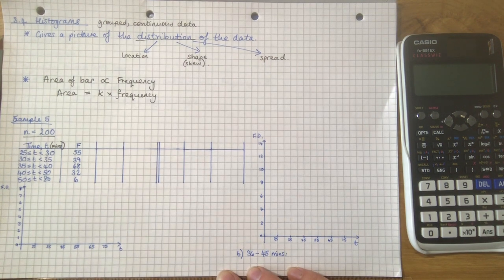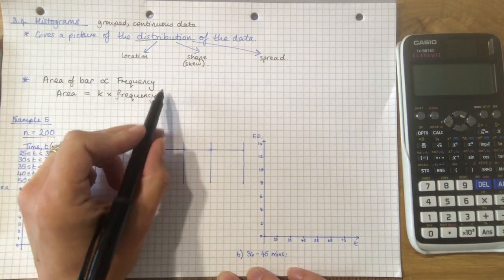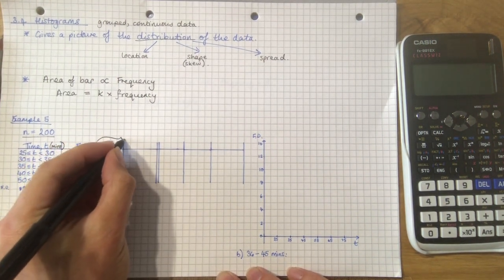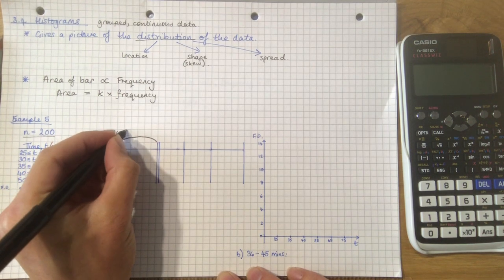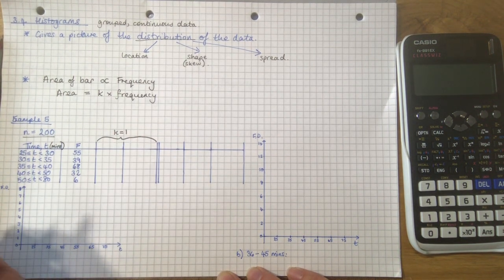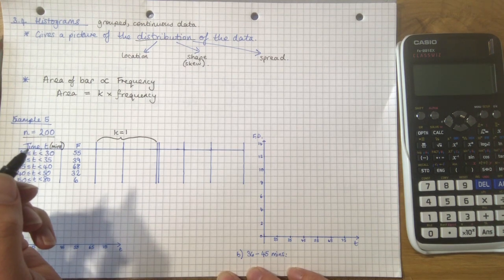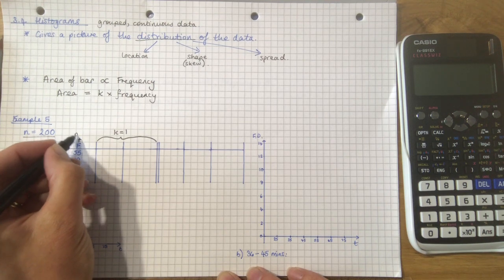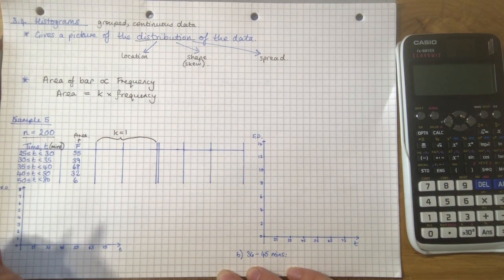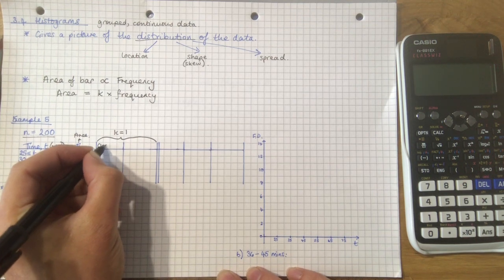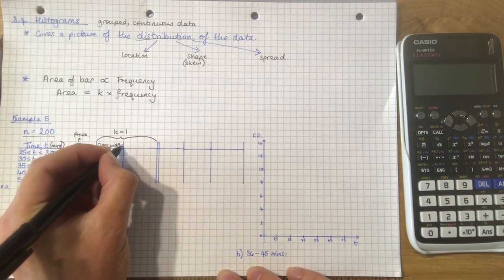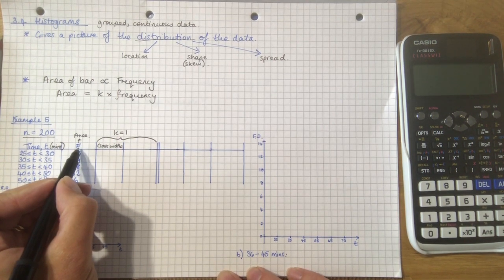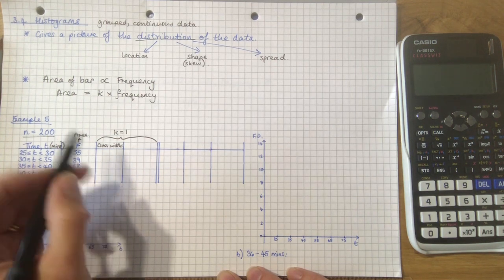First of all, we've got to think about this idea that the area of the bar is equal to k times the frequency. If you're asked to draw a histogram, the easiest thing to try first is to make k 1, which means that the area of the bar is the frequency. So I'm going to make a note that this frequency here is the area. And we're going to write down the class width, because don't forget, these bars are just rectangles. So if the area is the area of a rectangle, we need to know the width and the height of the rectangle.